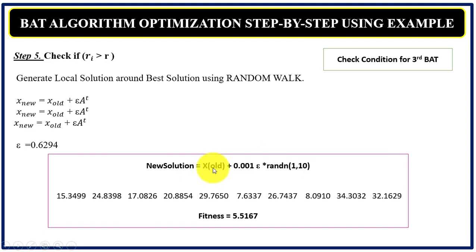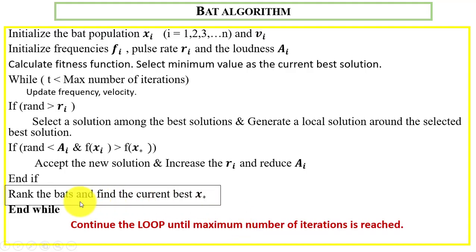So we will put the initial value for the third bat, that is the initial position of the bat, plus step size. Then we have this value, and we are using a random number, and the dimension is 1 to 10. So by this we will get the new position for the third bat, that is the new solution. You can see we got this new position for the third bat, and the fitness value for this bat is now 5.5167. Done.